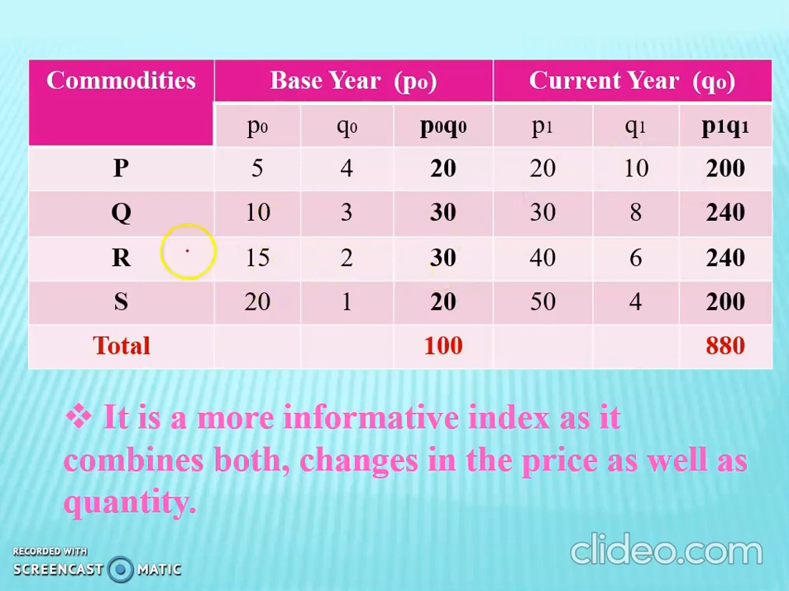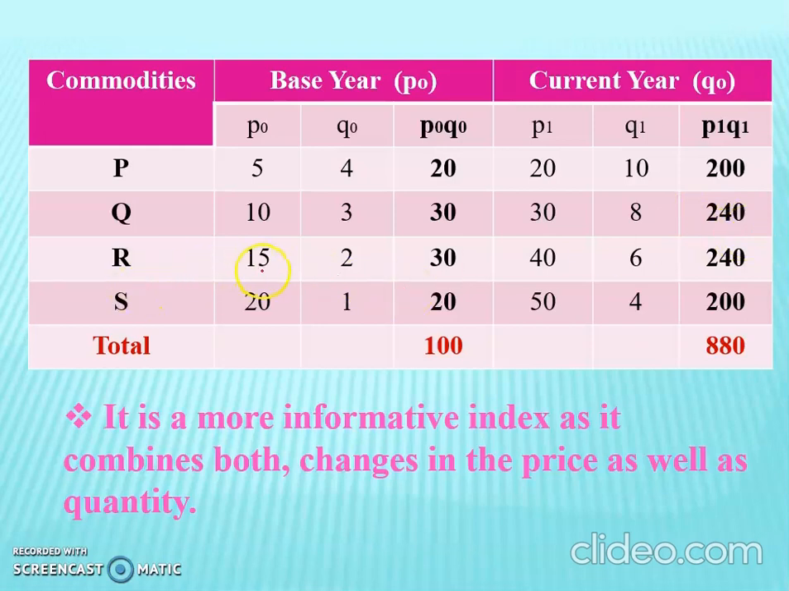Same thing for Q: initially the price is 10 rupees and 3 quantity is sold, so 30 rupees is the value of that particular commodity. But in the current year the scenario changes: the price of the commodity changes from 10 to 30 and the quantity sold is 8. So 30 into 8, 240. So 240 is the value of the product.